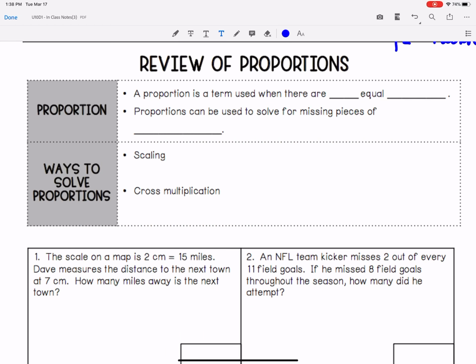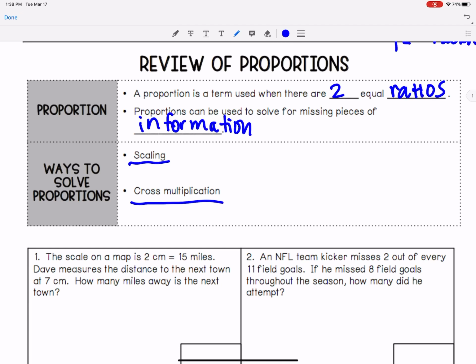All right, so let's go ahead and get started with the lesson. I think you're going to like this lesson today because it's a review of proportions, which we've spent quite some time on. So, proportion. A proportion is a term used when there are two equal ratios. And proportions can be used to solve for missing pieces of information. It's like problem solving. So if you like that, you're really going to like this lesson. There are two different ways to solve proportions. The first one is scaling and the second one is cross multiplication. And we're going to talk about those in these next few problems.